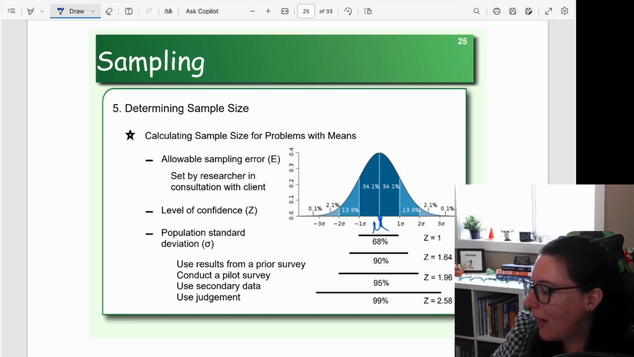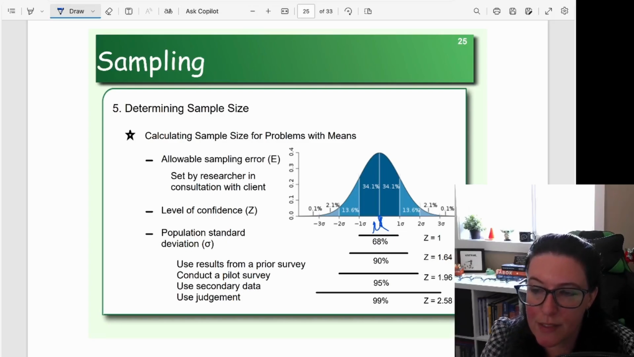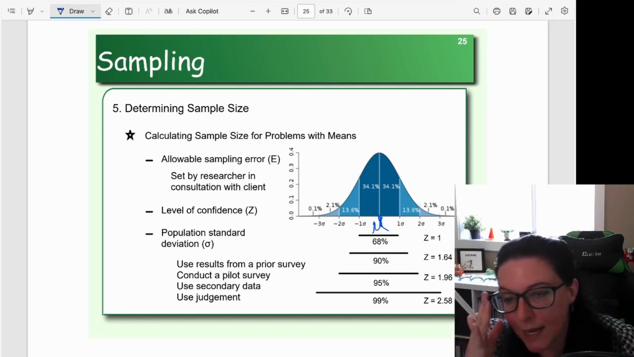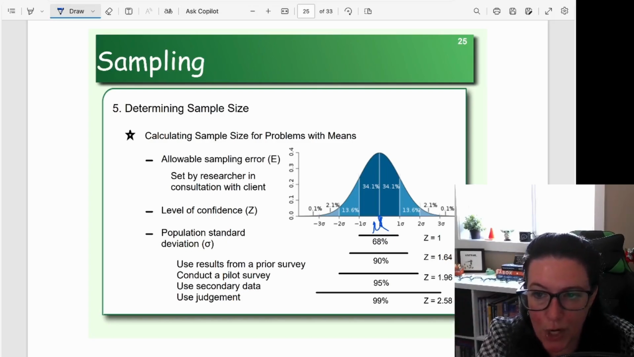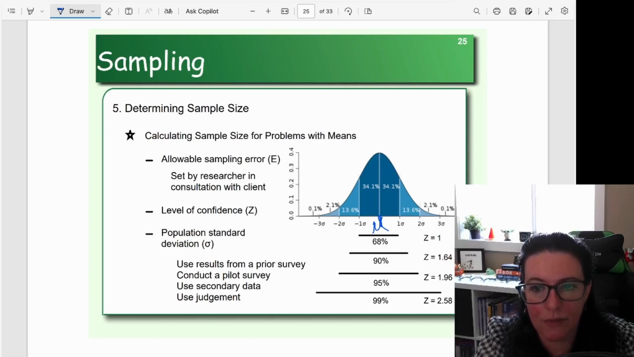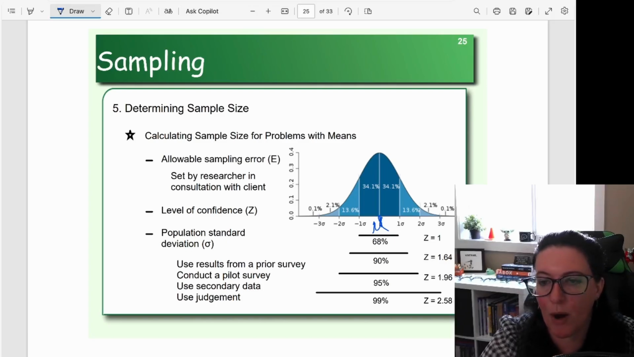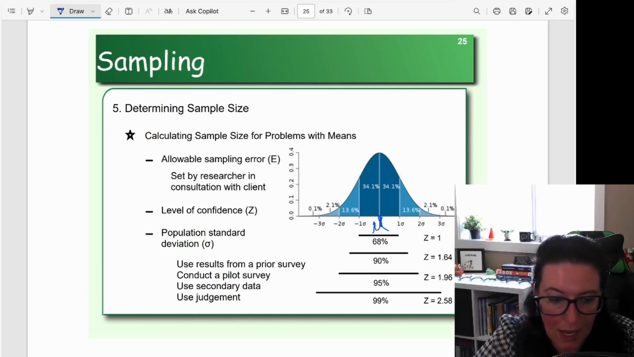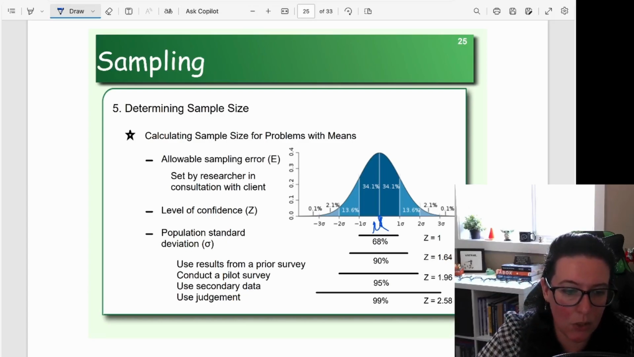Okay. And then how much variability is there in that population? We could use results from prior surveys, from pilots, from secondary data analysis. We could use judgments. All of this can help us inform what that sampling error and level of confidence should be. And if we have existing information about the population, how much variability is there in that population. So to help you see how this works, let's look at some examples.